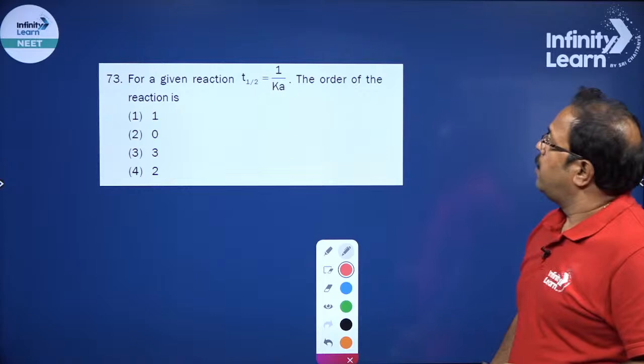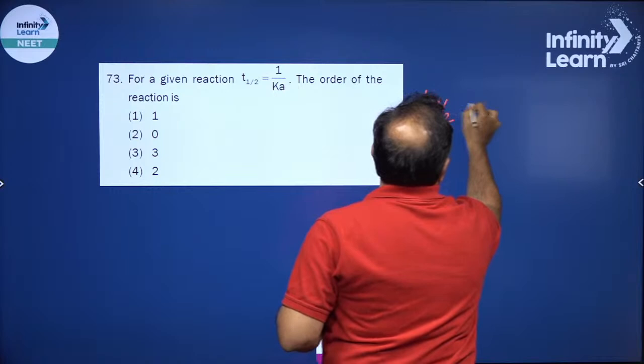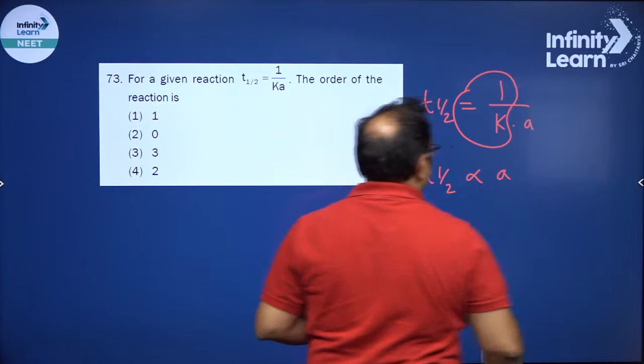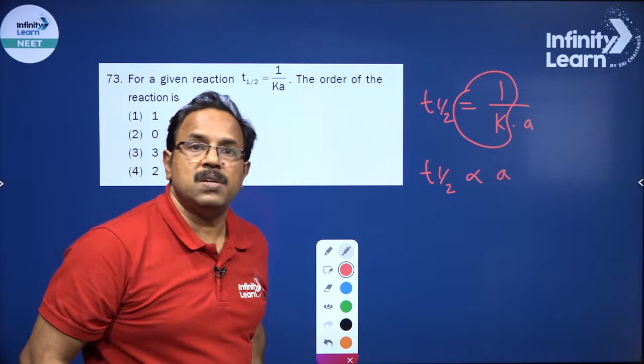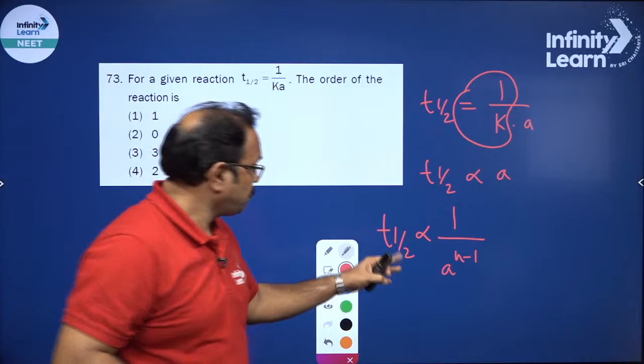Half-life is related with an equation. In this type of question, luckily the equation is also given to you. Whenever you want the relationship, you remove the equality and the constant. This is a constant K value. If I remove this constant and equality, I get the proportionality. So here half-life period is directly proportional to initial concentration. There is a generalization for half-life: t half is proportional to A to the power n minus 1. This will give you an idea about the variation of the order of the reaction with respect to half-life period and initial concentration.